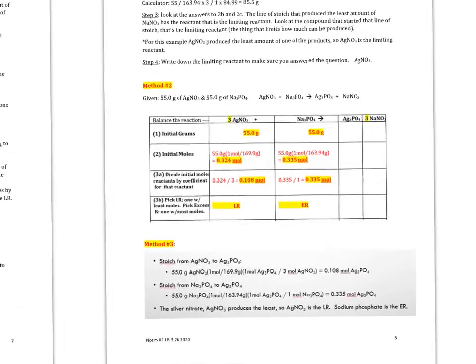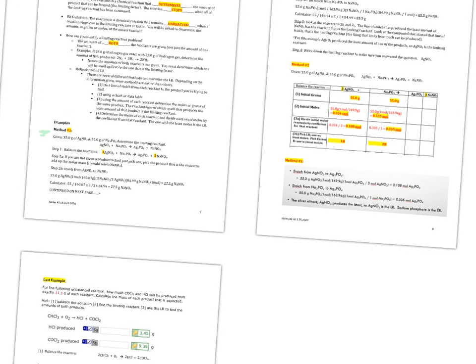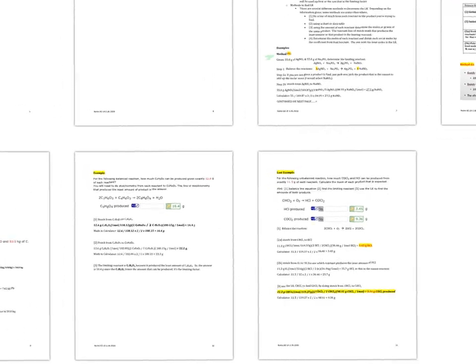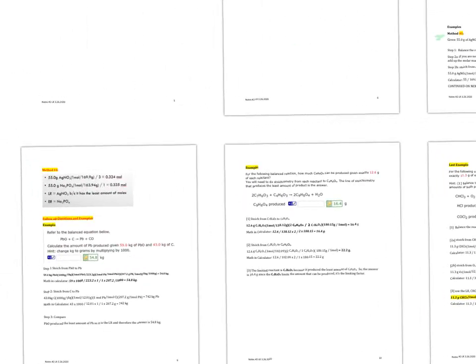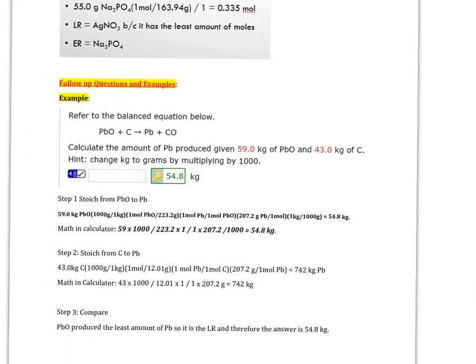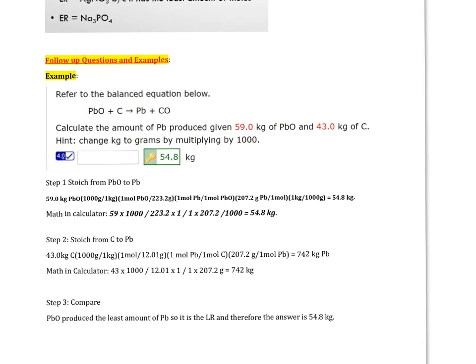So we're going to skip over these other methods since I am not going to ask you how to solve those methods. And we're just going to get to some examples. And let's find those examples. These might be from your homework. So the first problem says, refer to the balanced equation below. So yay, it's balanced for us, and it's a 1-to-1 to 1-to-1.